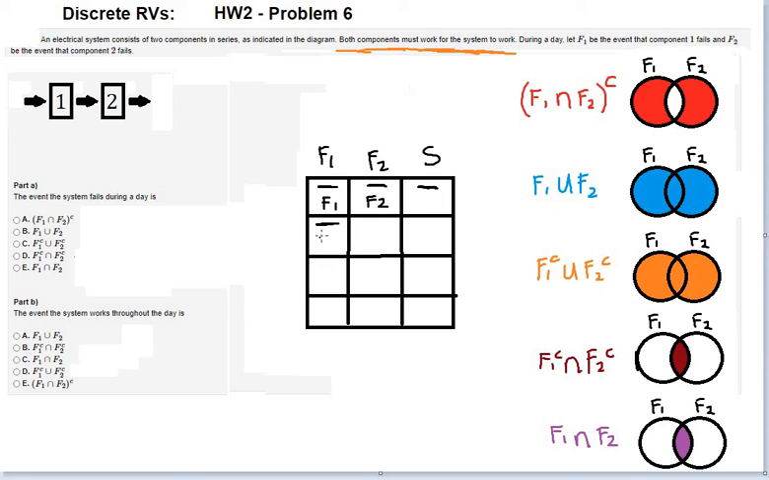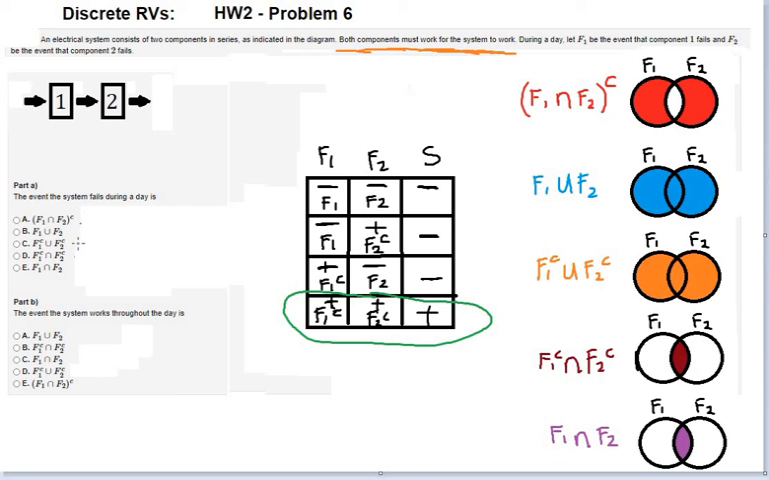Let F1 fail and F2 not fail. So this is F2 complement. But still the system fails because they have to work together. Let F1 pass, which is F1 complement, and let F2 fail, which is negative. The system still fails. Let F1 complement be pass, plus, and let F2 complement be plus, then the system passes. So this is the only condition in which the system passes: F1 complement and F2 complement.